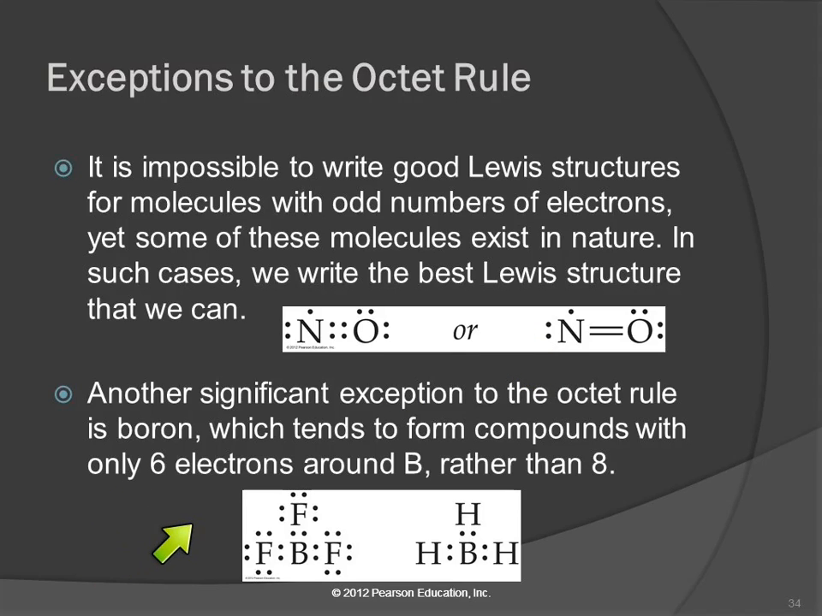Another exception is boron. Boron is one of those little guys. He's not as small as lithium and beryllium to just go with the duet rule, but he's still pretty small, and so he often forms compounds in which he just has 6 electrons. So boron trifluoride or boron trihydride, these are compounds that exist, and they do not obey the octet rule. So boron is easily satisfied. If you give him 6 electrons, he'll be good with that, and he'll leave you alone.